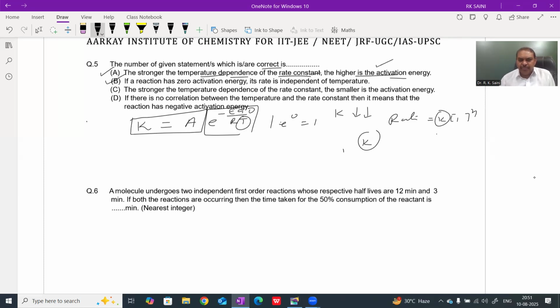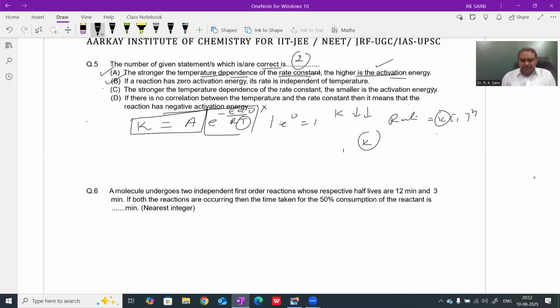The stronger the temperature dependence of the rate constant, the smaller the value of activation energy: it is incorrect. There is no correlation like that between temperature and rate constant. Next, the reaction has negative activation energy: activation energy is never negative because activation energy is extra energy, the minimum extra energy supplied to the reactant molecules by which their collision becomes effective. Or we can say the fraction of effective collisions equals the Boltzmann factor, and hence activation energy is never negative. Only two statements are correct, namely A and B.